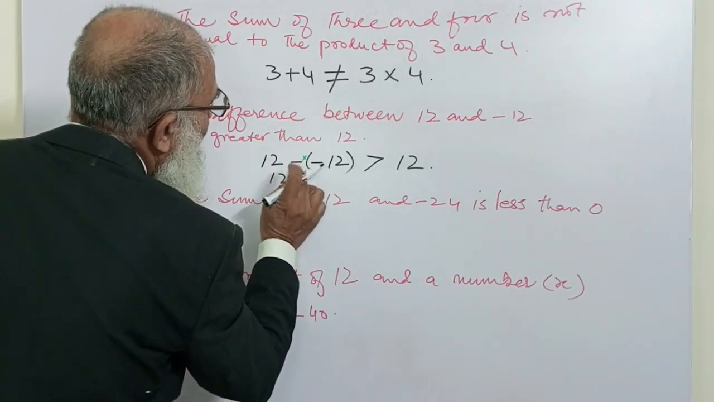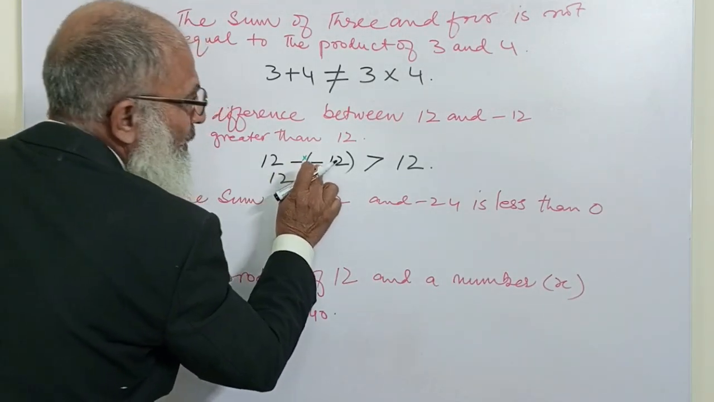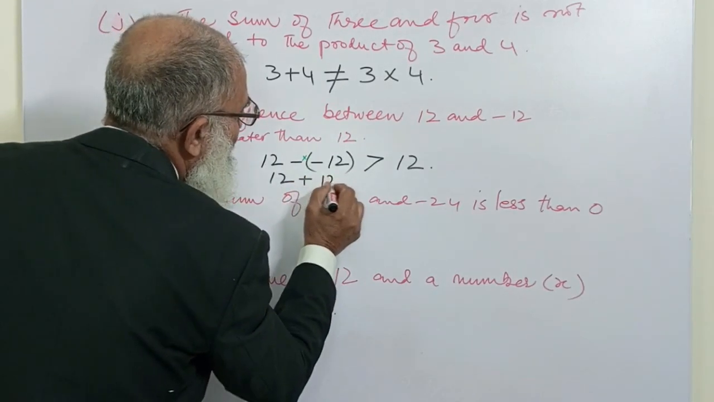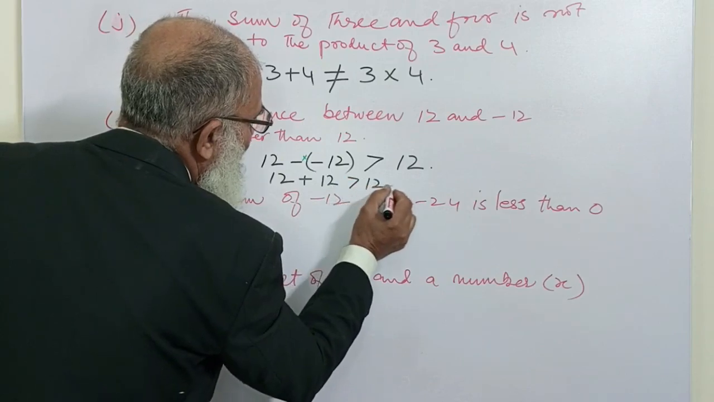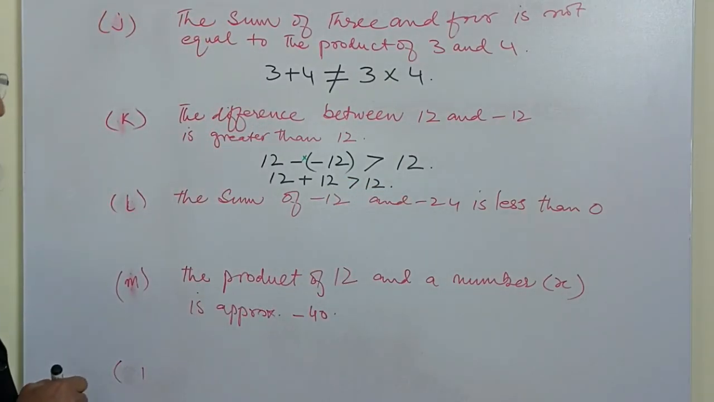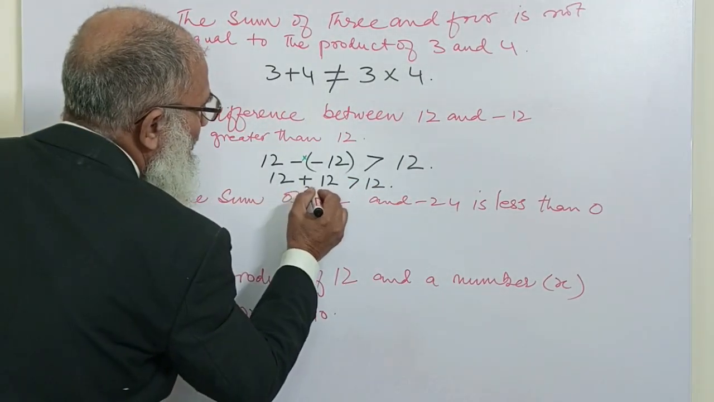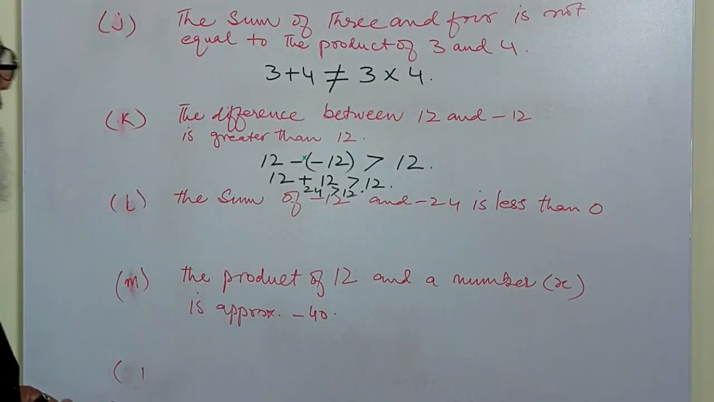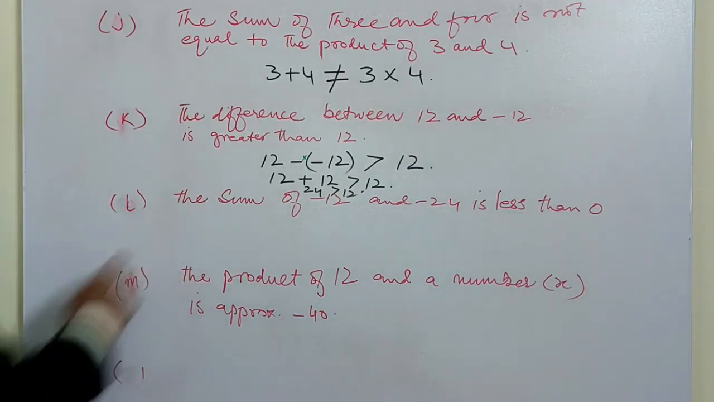So what will happen here? 12, minus multiplied with minus becomes plus. So 12 plus 12 is greater than 12. It becomes 24 is greater than 12.